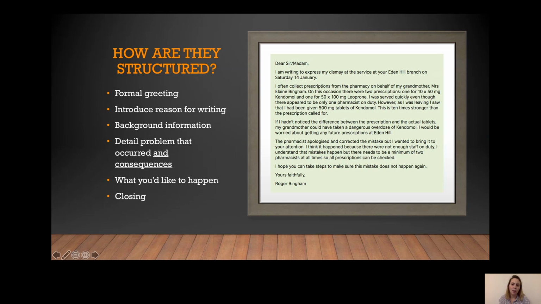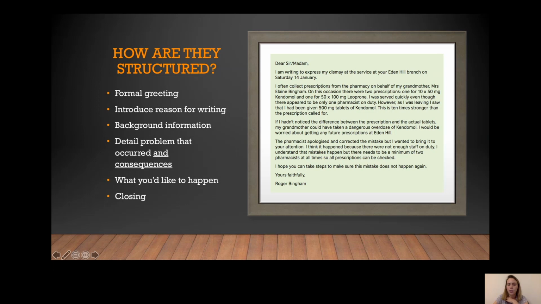And his outcome, he wants an outcome that he thinks will help him avoid this situation in the future, but also will help other people avoid it too. And then he said, "I hope you can take steps to make sure this mistake does not happen again." Or he could have said, "I hope you can take steps to make sure that there are always a minimum of 2 pharmacists at all times, to make sure this doesn't happen again," to really emphasize what he wants to happen. And finally, if you don't know the name of the person, you should always sign off saying yours faithfully, which is a really formal way to sign off. So that is the structure that we will follow when we eventually write a complaint letter.